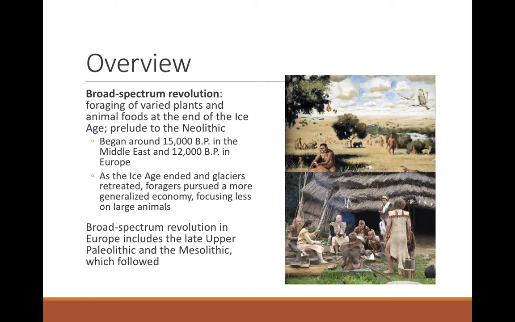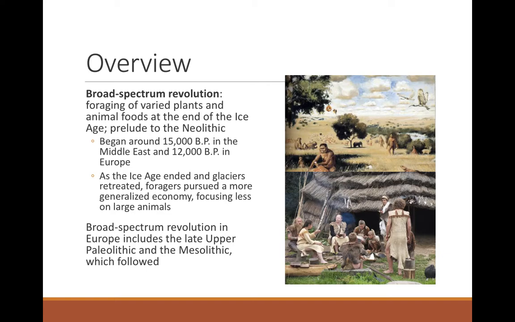It really sets the stage as a prelude to the Neolithic because it allows for the emergence of sedentism, which means that we're living in sedentary villages. We're no longer nomadic. We're setting up shop and living there for the long term. So we see, for example, that we start living in structures, that we start storing food, a whole suite of changes that set the stage for plant and animal domestication. And so this broad spectrum revolution emerged around 15,000 years before present in the Middle East, around 12,000 years before present in Europe. Foragers had to pursue a more generalized economy.